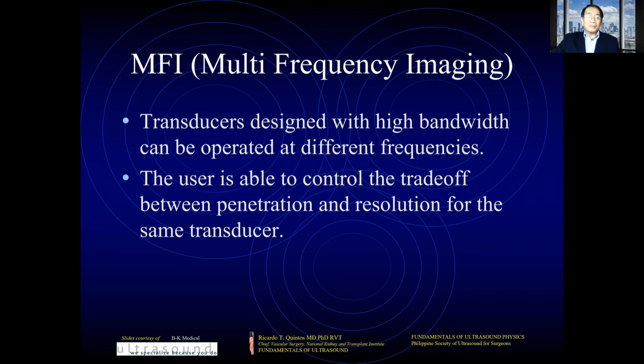Currently, though, transducers are designed with a high bandwidth and can be operated at different frequencies. The user is able to control the trade-off between penetration and resolution for the same transducer. So now all you need to do is tell your distributor, I want these frequencies and I want them included in one transducer. So now there are settings in the ultrasound machine where you can change the frequency. Before, you used to buy a different probe for a different frequency. Now there is such a concept as multi-frequency imaging where you can change the frequency settings of one transducer.